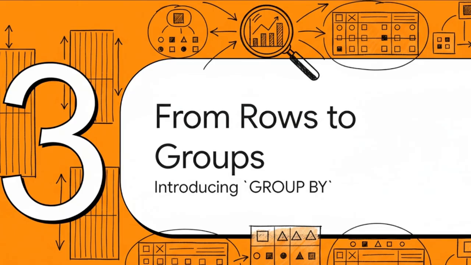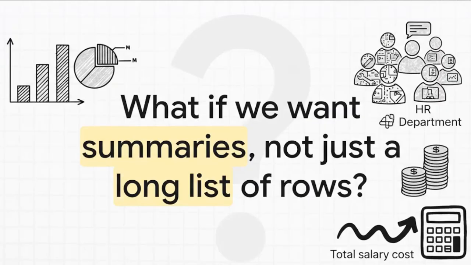Okay, so sorting is awesome for lists. But honestly, sometimes you don't want a long list. You want the big picture, the summary. And that's a whole different ballgame. Think about it. What if you don't care about every individual salary? What if your boss walks over and says, give me the total salary cost for each department? Now you're not just sorting, you're summarizing. You need to know the total for IT, the total for HR, and so on. That's a totally different question.